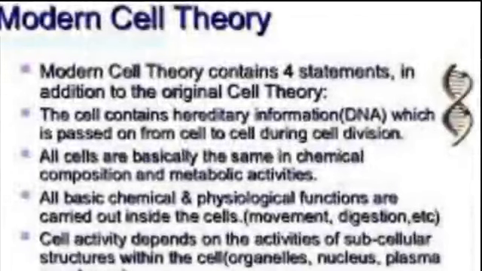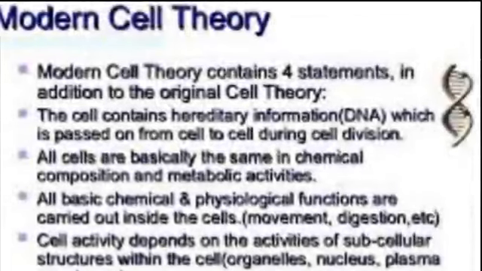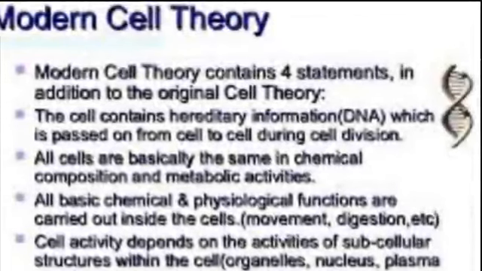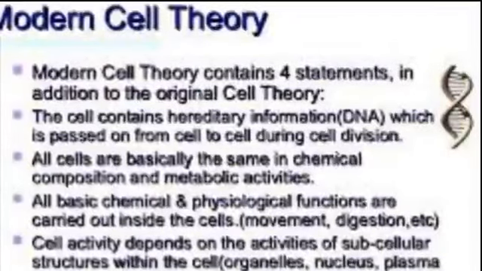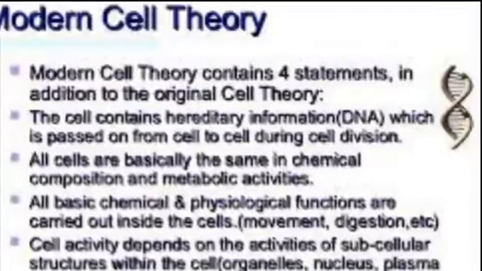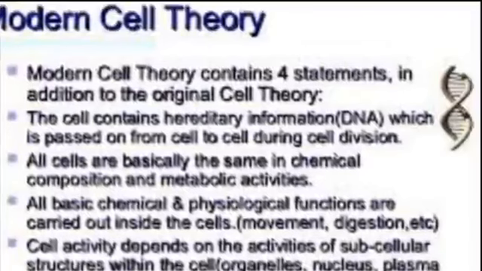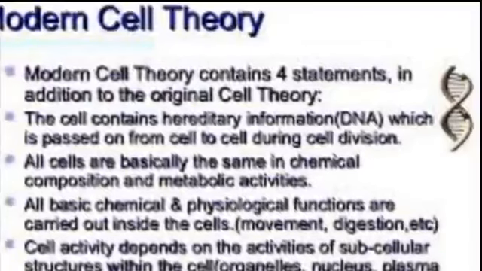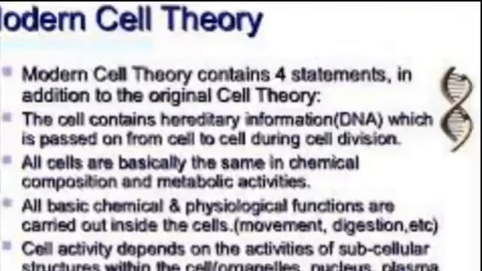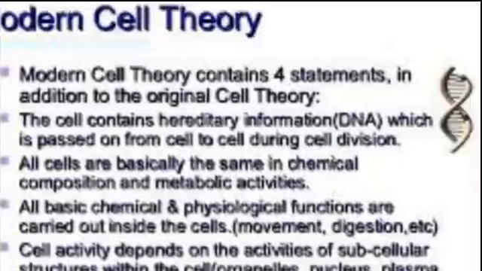Now, a few more tenets have been added to cell theory, forming the modern cell theory. The modern cell theory contains four statements that were discovered after 1855. The classical cell theory consists of the three tenets that were discovered before and in the year of 1855.